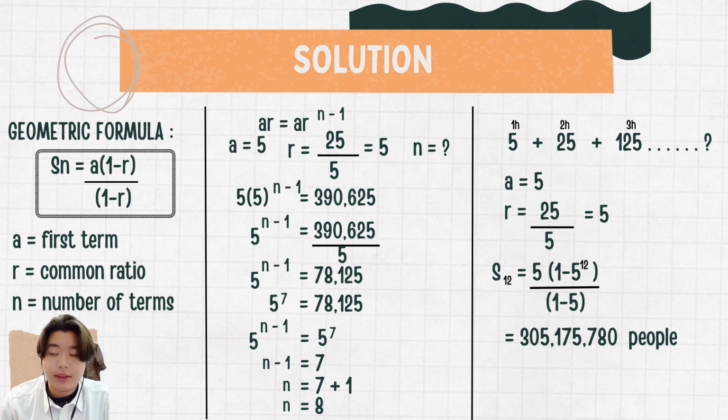For solving the first learning issue, we have to use the nth term geometric sequence formula, which is an equals a times r to the power n minus 1, where an represents the nth term, a represents the first term, r represents the common ratio, and n represents the term position.